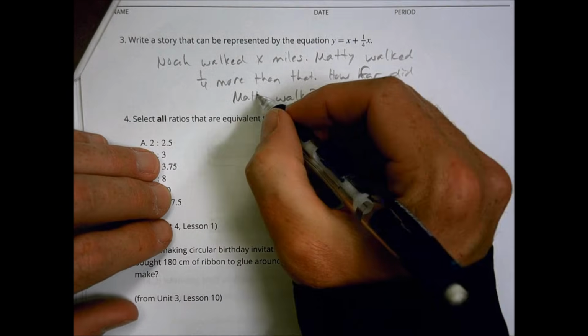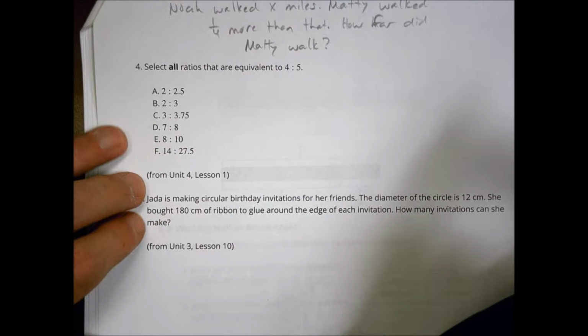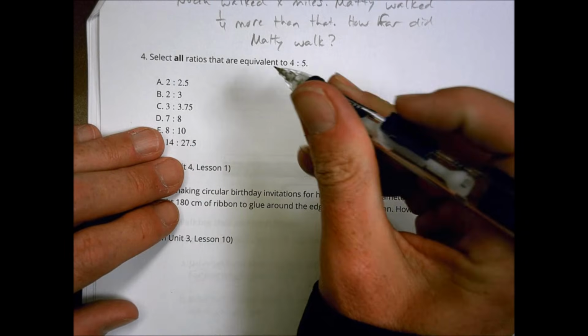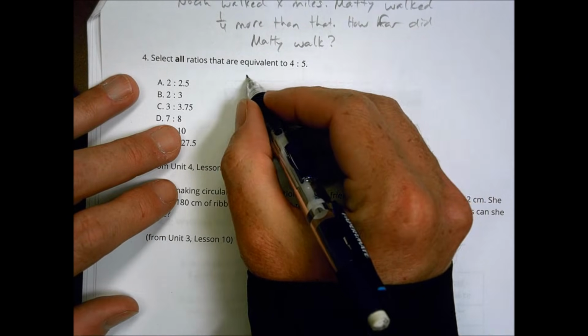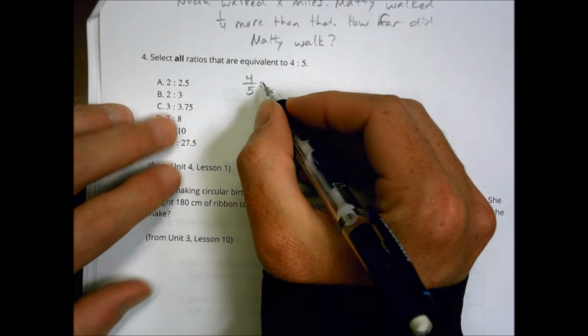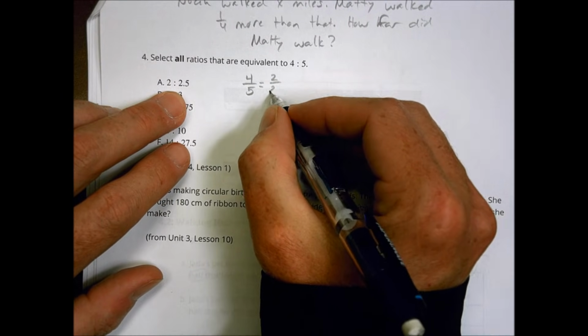All right. Number 4, select all the ratios that are equivalent to 4 to 5. All right, we can set up a couple different ways. So let's do it like this. Let's go 4 to 5, and we're going to make it equal to 2 to 2.5.